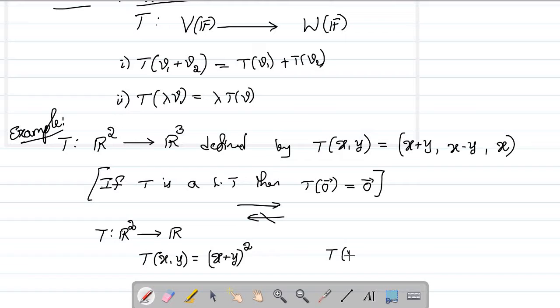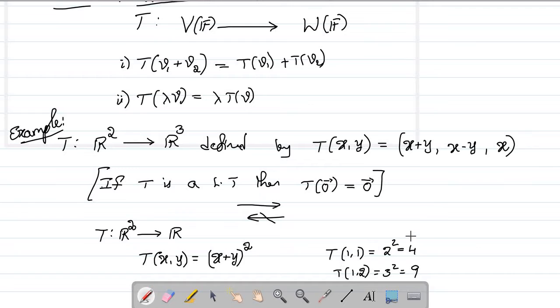Because the image of (1,1), I can see this is 2 squared, which is 4, whereas the image of (1,0) is 1 squared, so I'm going to get 5, no. So let me do one thing, let me take the image of (1,2). Then this is going to be (1+2) squared, 3 squared, which is 9.